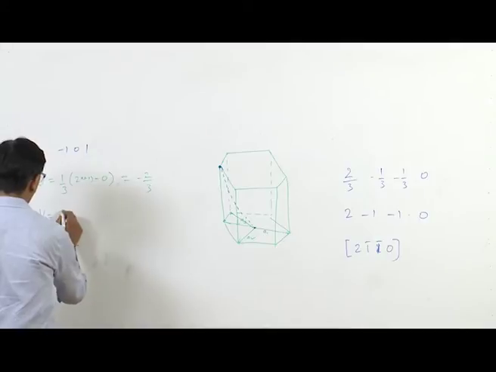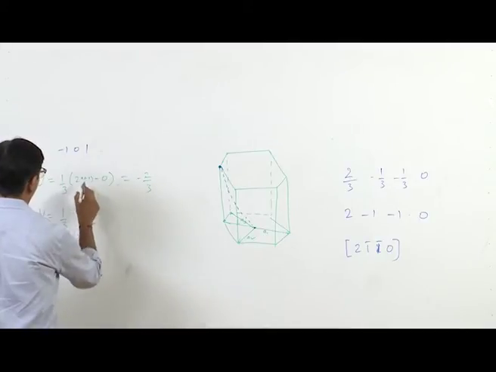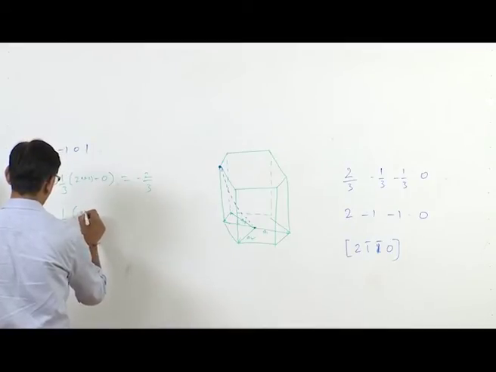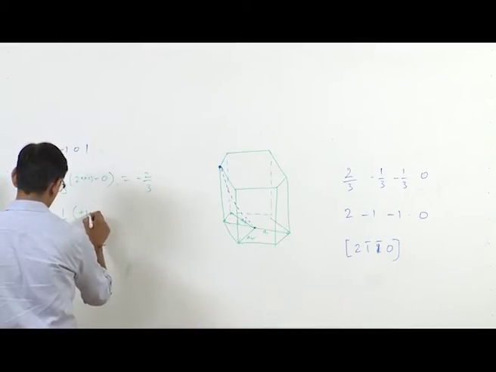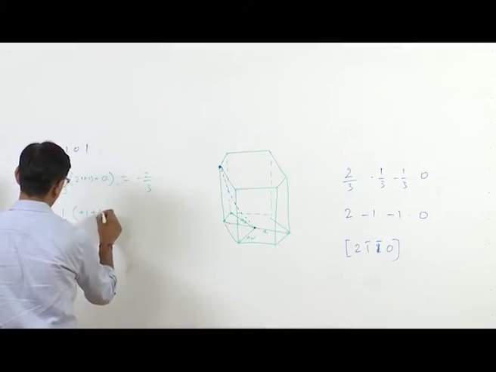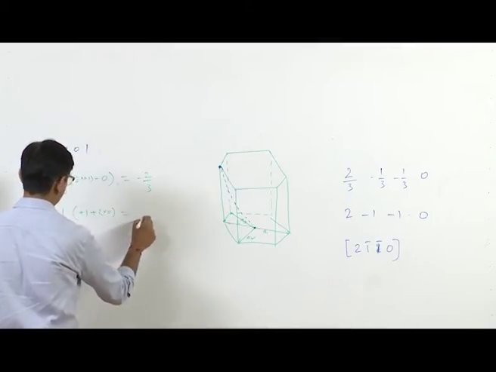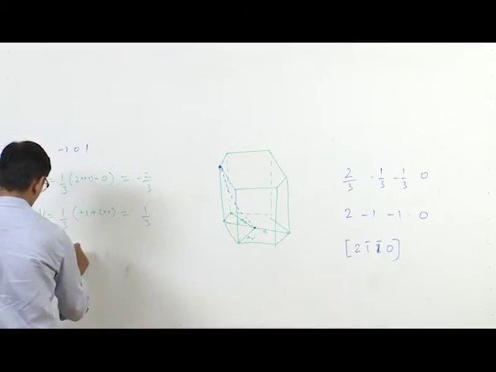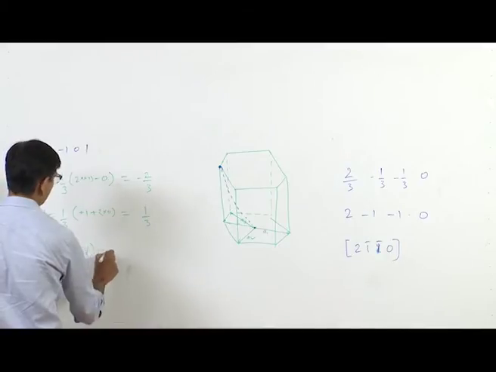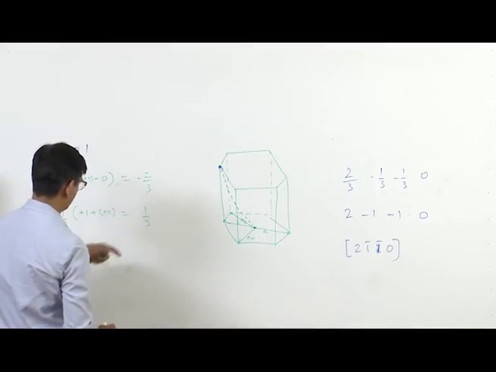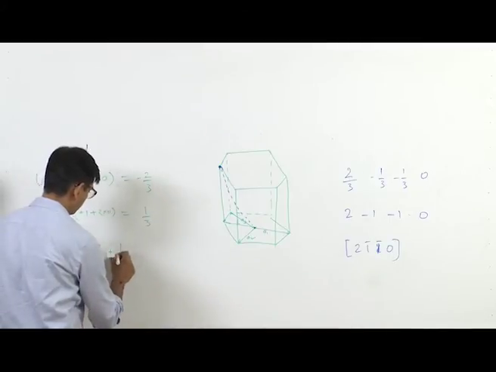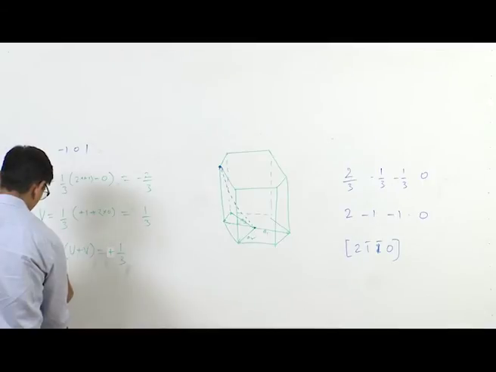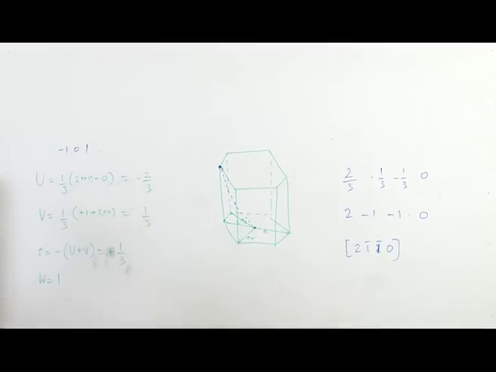V is equal to, again, 1 by 3. It is minus u, so minus u now becomes plus 1, plus 2v, 2 into 0, okay, that comes to 1 by 3. T is minus of u plus v, that is minus 2 by 3 plus 1 by 3, okay, it will be 1 by 3, okay, and w is equal to w, so it will be 1, okay.